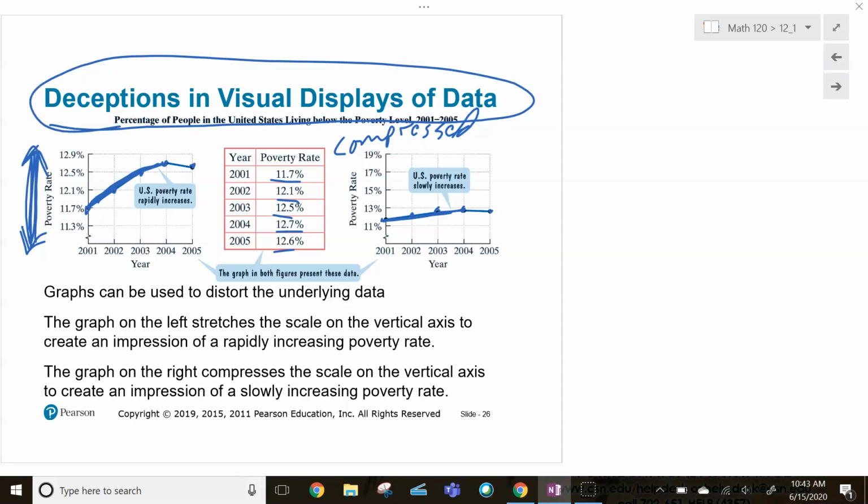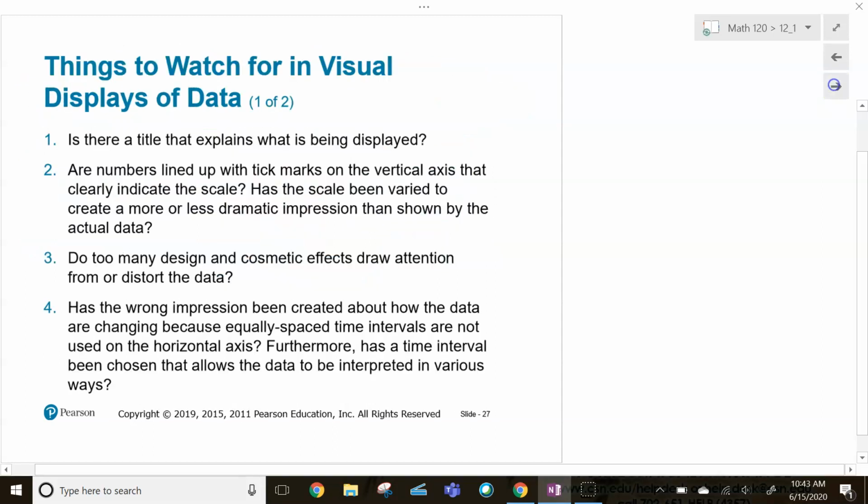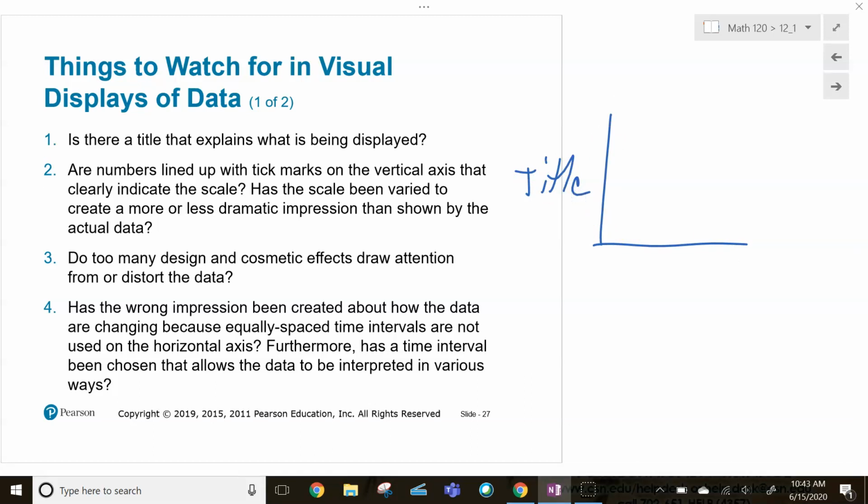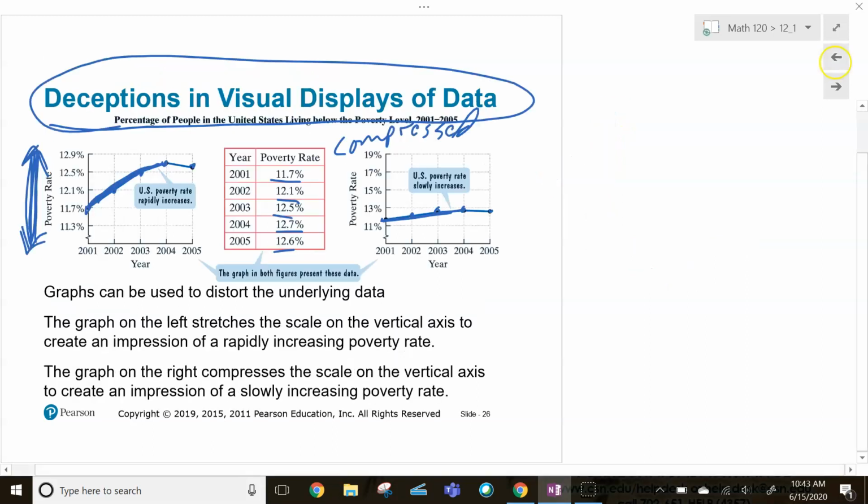You're just displaying the data. This is what it is. Don't try and be deceptive with it. So the things you want to watch for: is there a title, right? Is everything labeled, right? What's the title here on my vertical? And then what's my title over here on my horizontal, right? I think I said that wrong over here. I'm sorry. This is our vertical. This is our horizontal.